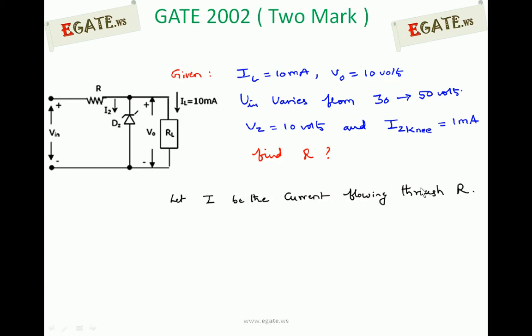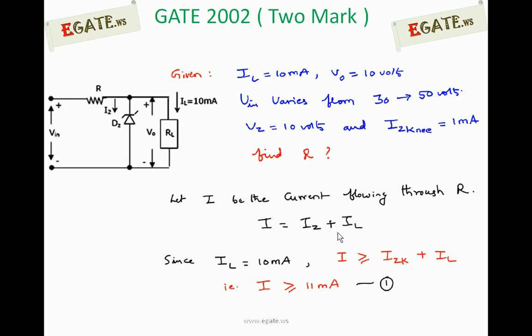Let I be the current flowing through resistor R. Here we are not indicating it, but the current flowing through this resistor is I. So I can be written as IZ plus IL. The current flowing through R divides into the Zener diode as well as the load, so I is equal to IZ plus IL. Since IL is 10 milliamperes, given as constant, I can be written as IZ plus 10 milliamperes. But as the I value varies when the input changes from 30 volts to 50 volts, we can generalize the equation like this: I should be greater than or equal to IZK plus IL.